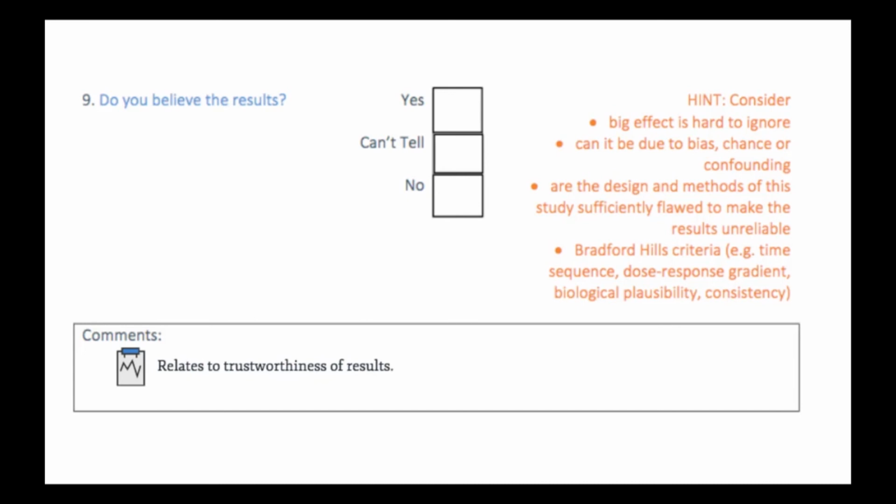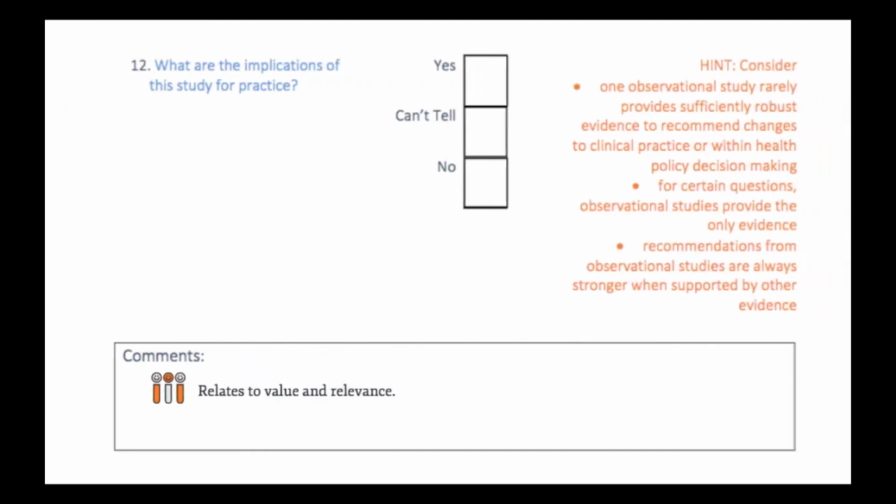Assessing the believability of results also requires judgment and consideration of factors such as the biological plausibility of the relationship between exposure and outcome, and the contextualization of the cohort study in the wider body of research in the field. Questions 10, 11 and 12 of the CASP checklist follow on from this theme and require judgment to consider the potential local applicability of the results.